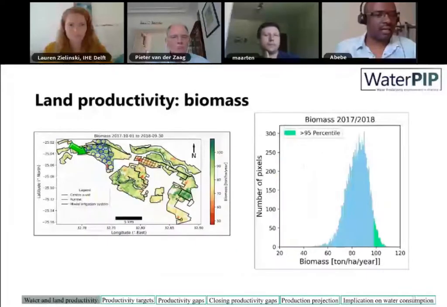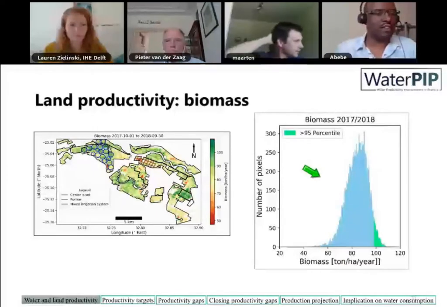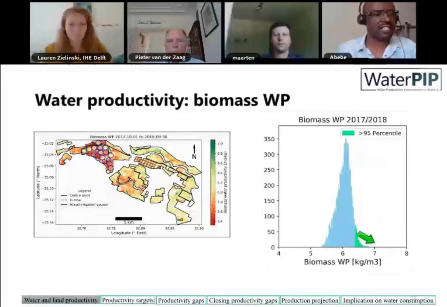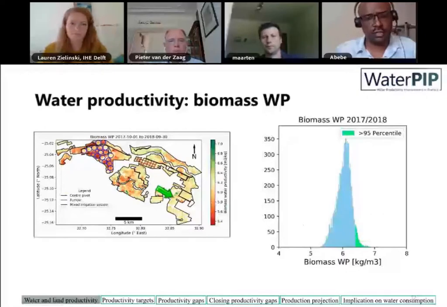So again, this land productivity across space, as you can see, varies. It varies from the smallest, red, about 50 ton per hectare per year, to more than 100 ton per hectare per year. And the graph on the right shows the distribution function of this biomass across the savanna. So it nicely shows the normal distribution, where the values above the 95th percentile are colored, which we said can be a target or beyond those targets. Similarly, we plot water productivity, and this water productivity also varies across space, and the distribution here also shows the normal distribution.